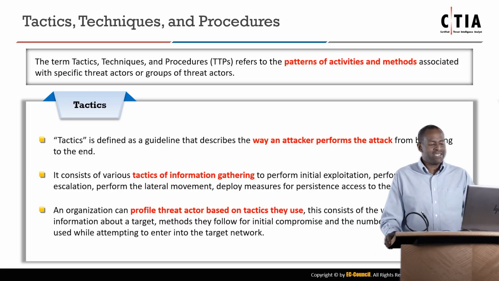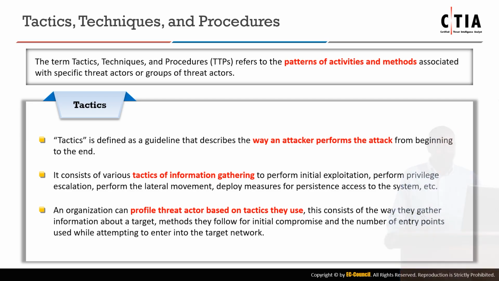Bullet point number 2, it consists of various tactics of information gathering to perform that initial exploitation, escalation, lateral movement. So either way, what we're seeing is that there's information gathering that's happening. And this is going to be happening all along the path of the hack. So we start with the initial information gathering. Then once we get a foothold into that network, we keep having to go back through and gather more information so that we can have a clear path as to where to go.